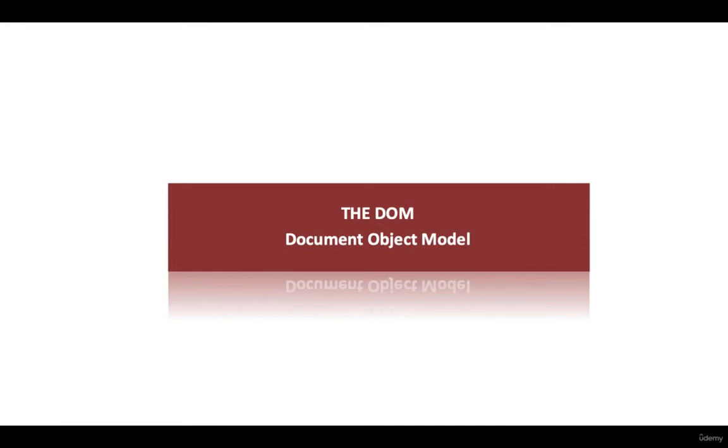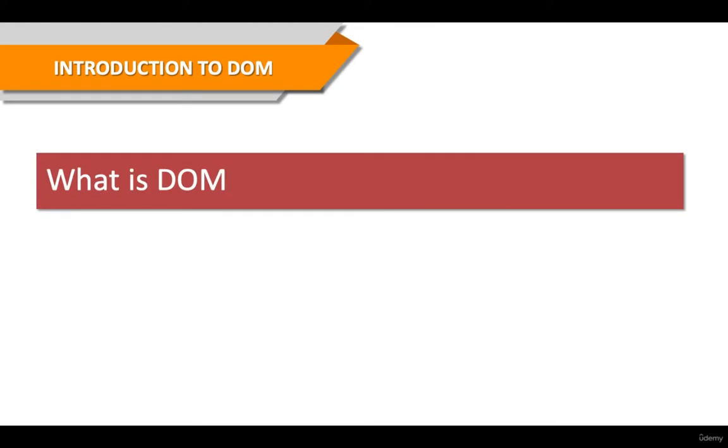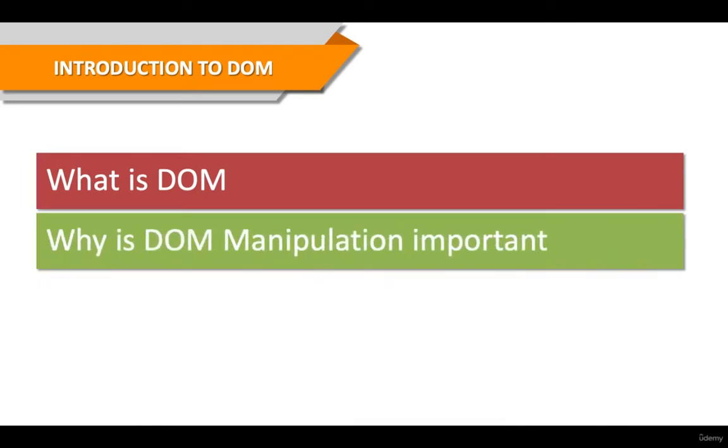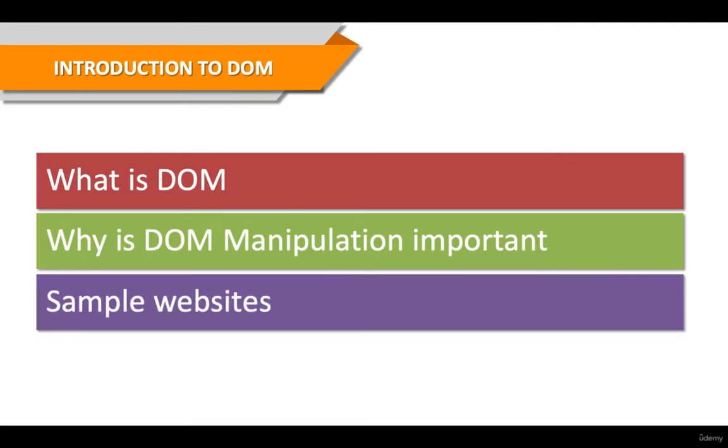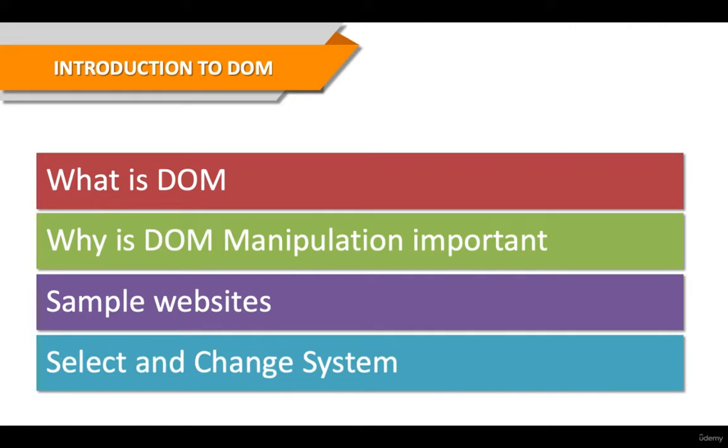The way that we do all of this is through a technology called the DOM. So in this video, we're going to start to learn DOM. But first off, we're going to define DOM. What is DOM? And then we're going to talk about why DOM manipulation is so very important, and I'll show you a few examples of websites. Then we're going to try to understand select and manipulate as a workflow, because this is very important for DOM manipulation. So why don't we just get started?